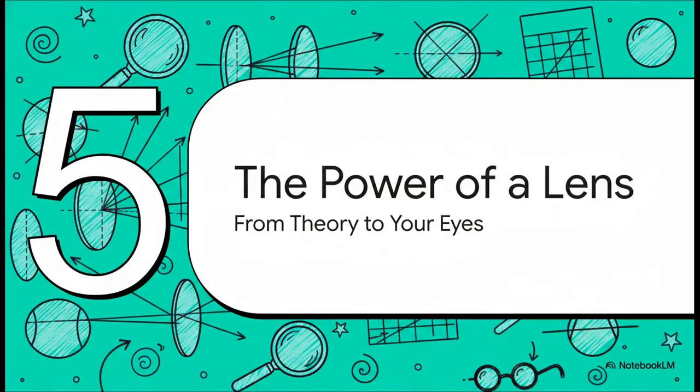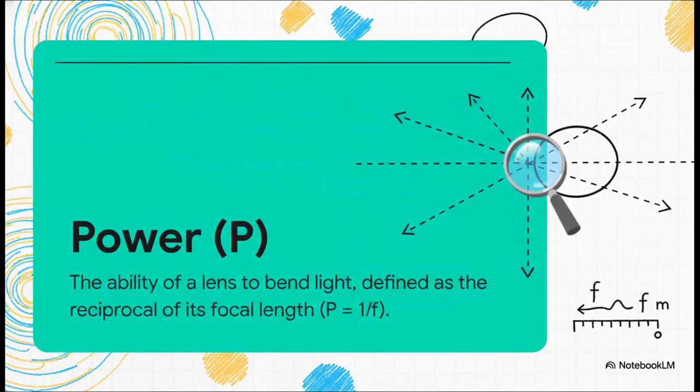All right, let's take all this theory and bring it right into the real world. We've been talking a lot about focal length, but if you've ever been to an eye doctor, you know they don't talk about focal length in meters or centimeters. They talk about the power of a lens. The power of a lens, which we write as a capital P, is really just a measure of how good it is at bending light.